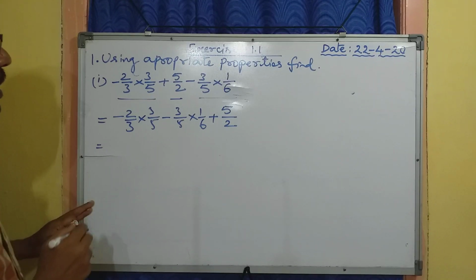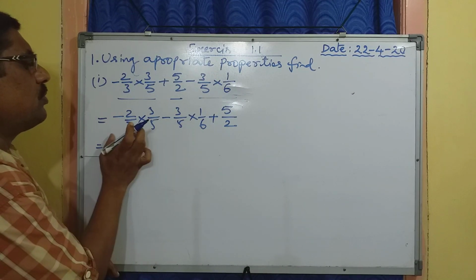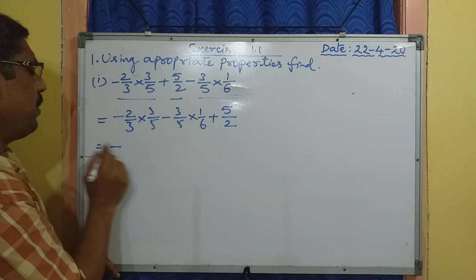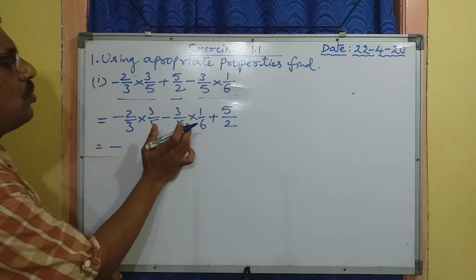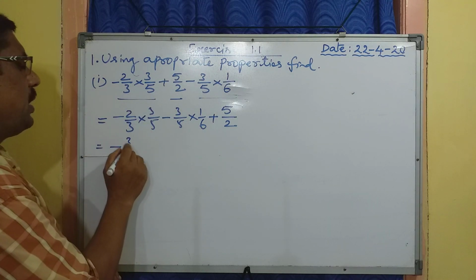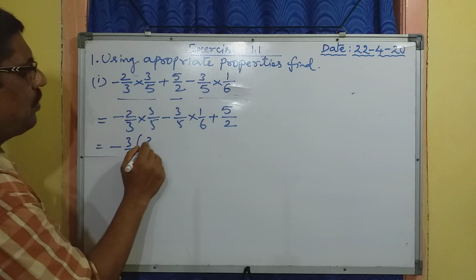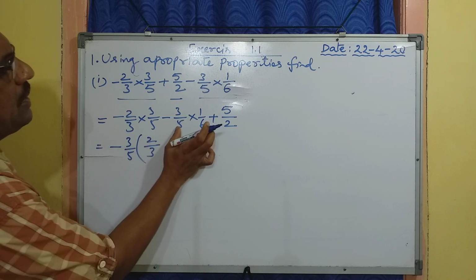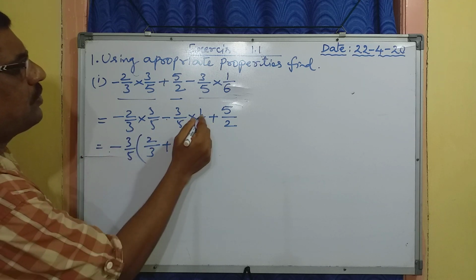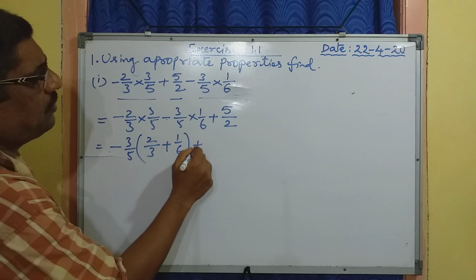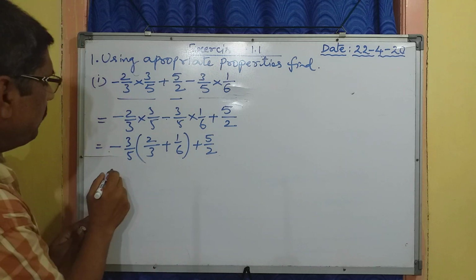Now what can you take common from the first two terms? Both terms have minus, so we can take minus common. And 3 by 5 is also there in both terms, so we can take 3 by 5 also common. Then what is left over in the first part? 2 by 3. Since we have taken minus common, it will become plus, and 1 by 6, plus 5 by 2. Clear?